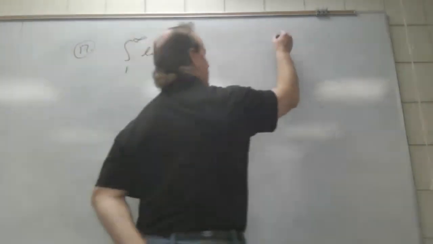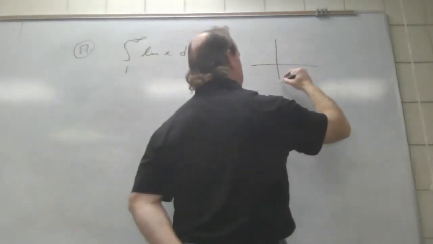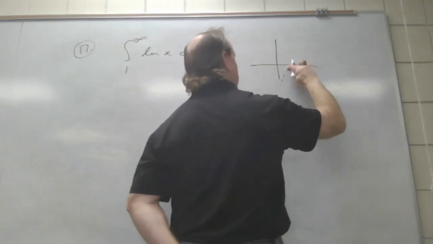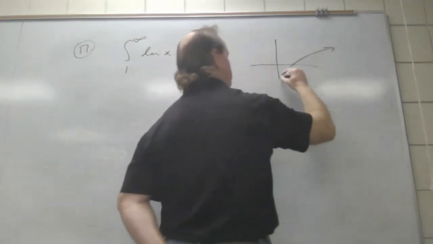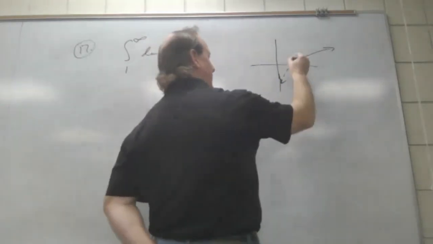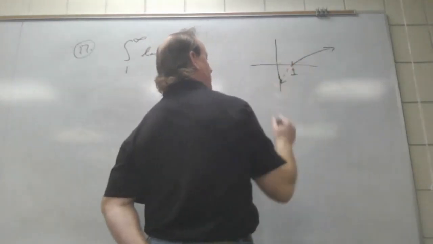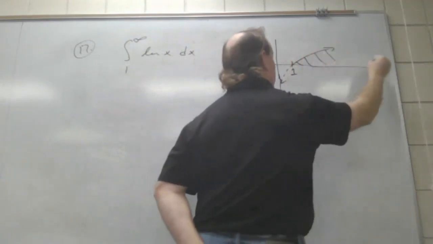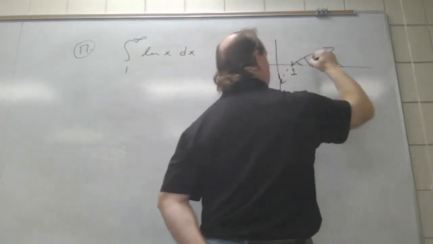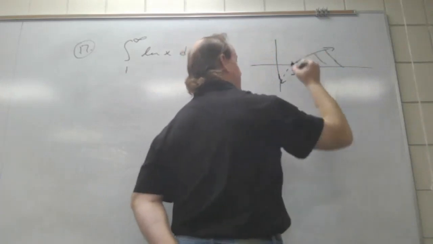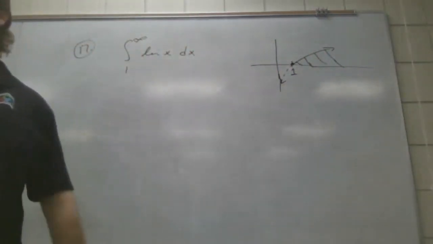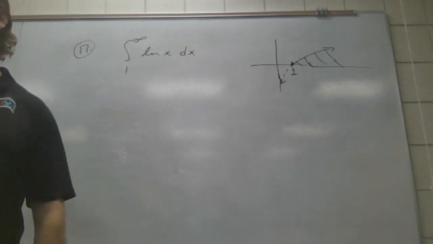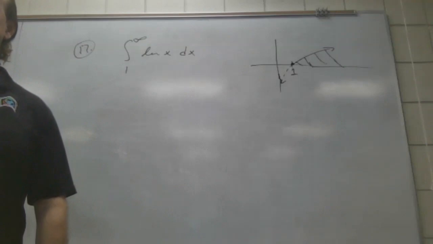Okay, well, let's look at this. What's natural log look like? It looks like this, right? And the natural log of 1 is 0. So we're going from 1 to infinity. So what am I really doing? This is actually going to come up with the true area under this curve once it hits the x-axis and goes to the right. What do you think this area is going to be? You think it's going to converge on a number, or you think it's going to keep blowing up?